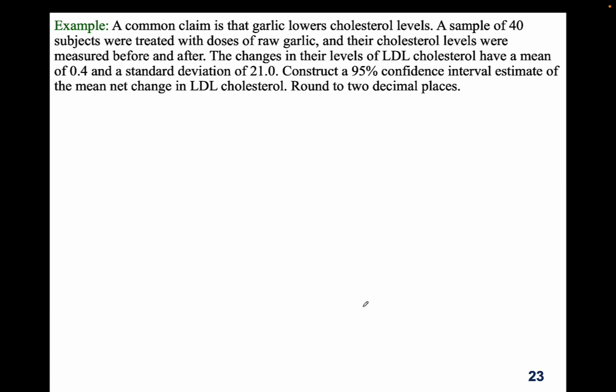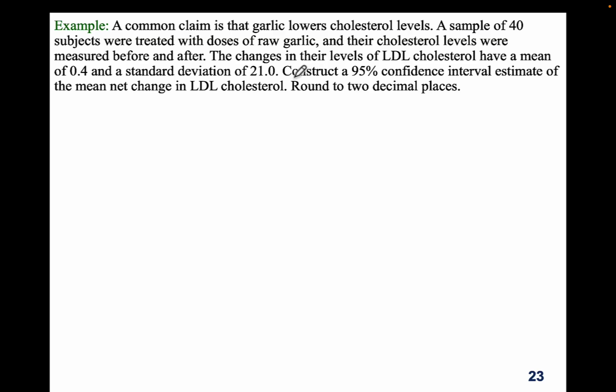A common claim is that garlic lowers cholesterol levels. A sample of 40 subjects were treated with doses of raw garlic, and their cholesterol levels were measured before and after. The changes in their levels of LDL cholesterol have a mean of 0.4 and a standard deviation of 21. Construct a 95% confidence interval estimate of the mean net change in LDL cholesterol, rounding to 2 decimal places.